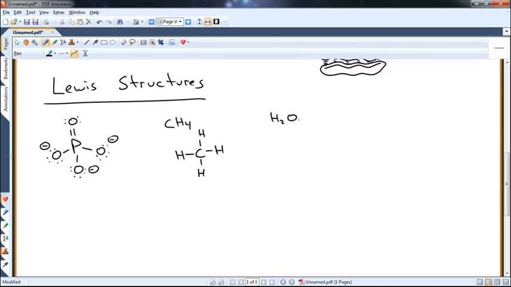Water, same argument, because it's hydrogen, oxygen goes in the middle this time. Add up the rest of your electrons, fill in the lone pairs, calculate formal charge, and you get something like that. So we're going to spend a lot of time drawing Lewis structures and then drawing them differently as well.